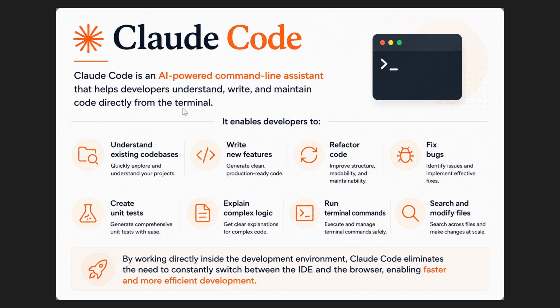So if I tell you that you no longer need to copy code into ChatGPT or any other AI tools. What if an AI could directly understand your entire code base? It can write new features, refactor code, identify issues, create unit test cases, explain complex logic, run terminal commands, and search and modify files. So for that, we have Claude Code, which works directly inside your terminal and helps you to automate development tasks.